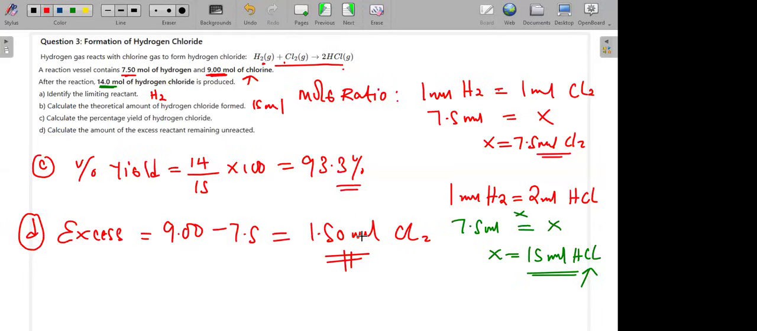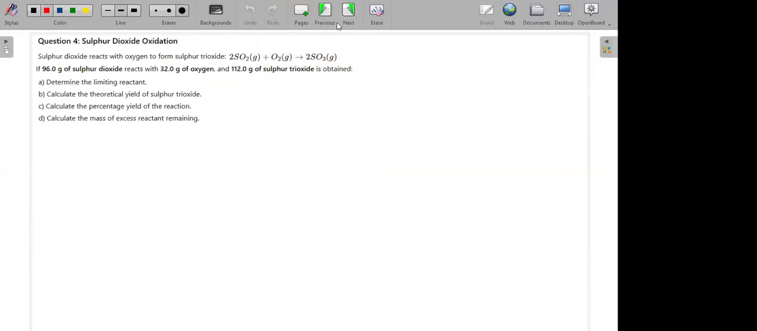Okay, so let's look at the next question, and then I'll leave the others for your practice. Let's look at question number 4, sulfur dioxide oxidation. Here they're saying sulfur dioxide reacts with oxygen to form sulfur trioxide, and the reaction has been given there, which is already balanced. Now if 96 grams of sulfur dioxide react with 32 grams of oxygen, and 112 grams of sulfur trioxide is obtained, determine the limiting reactant.